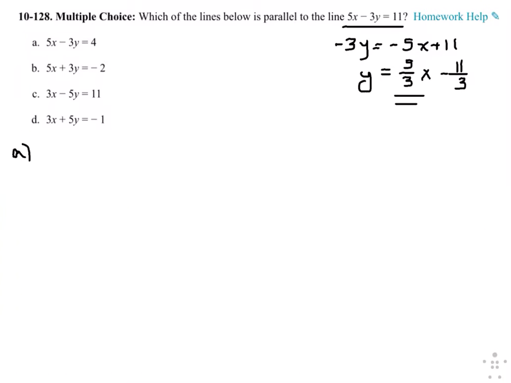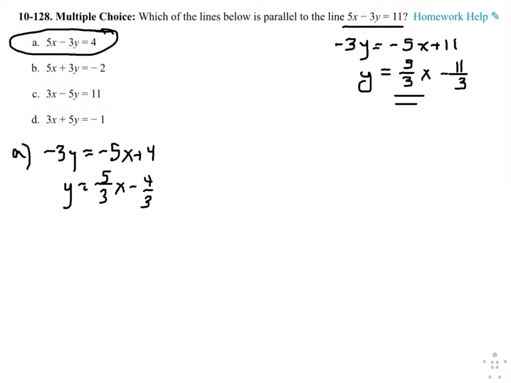So now let's just find the slope for all these, right? So the first one is negative 3y equals negative 5x plus 4. Y equals 5/3 x minus 4/3. So A has the same slope. So there's one. We don't know how many there are, right? Maybe there's more. So the next one is 3y equals negative 5x minus 2. Y equals negative 5/3 x, right, minus 2/3. So B has a negative, the opposite slope.